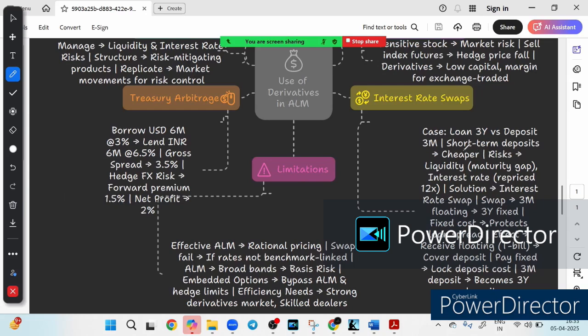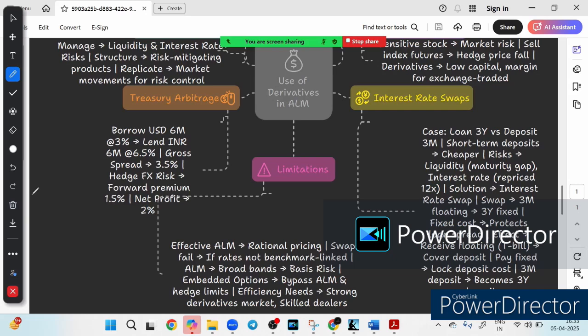So we have a short term deposit, as you can see, just for 3 months. So it is cheaper but risky, right? So liquidity risk is always there, right? And interest rate risk is also there, because it has to be repriced 12 times. Now you can see 3 years means 36 months, and your deposit is just 3 months, so the deposit has to be repriced 12 times. So obviously it is exposed to the interest rate risk, and obviously liquidity risk is always there, right?